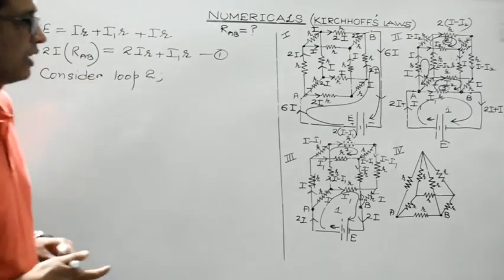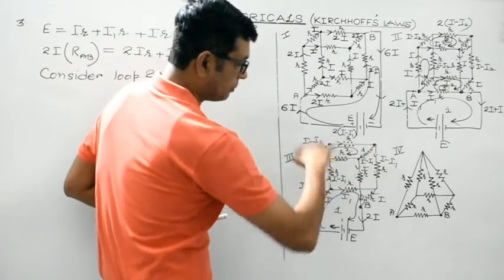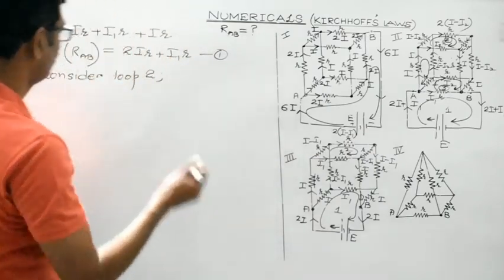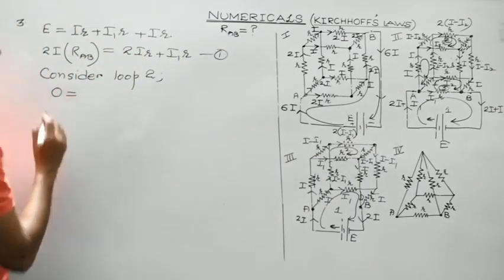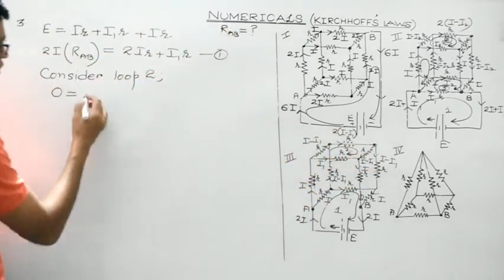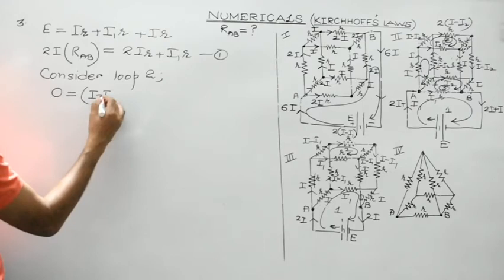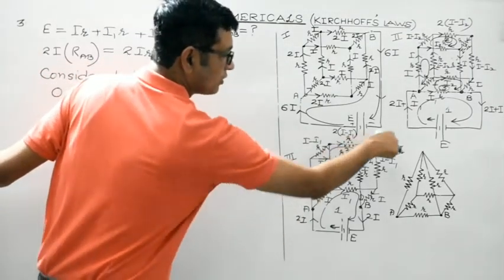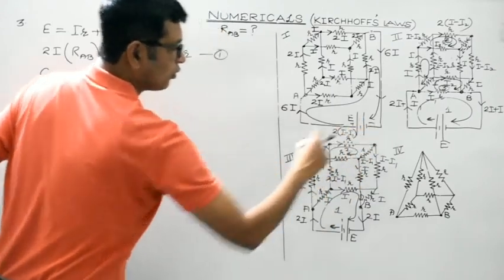Using loop rule, what we get is, in the upper face, the closed part of the electrical network, there is no EMF. So net EMF is 0 and it is equal to summation IR. So which will give us I minus I1 into R. This taken as positive, the current. This one will be also positive, this one will be also positive. All are in the clockwise direction.